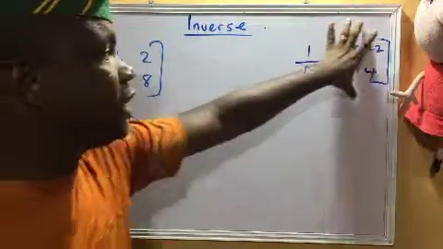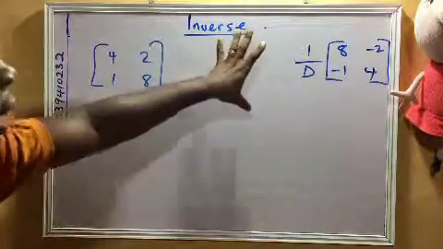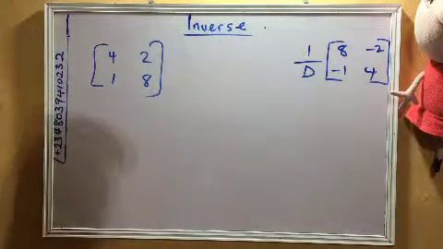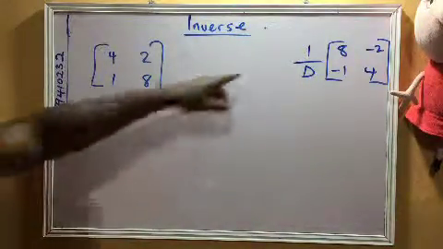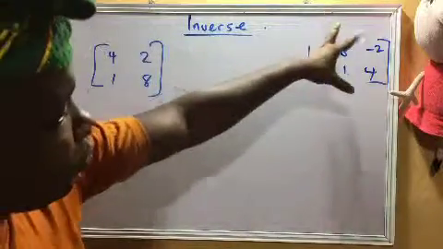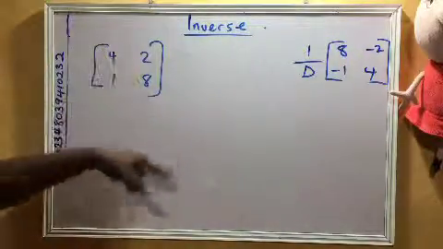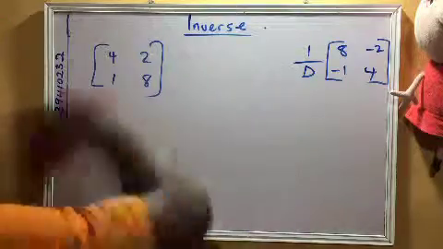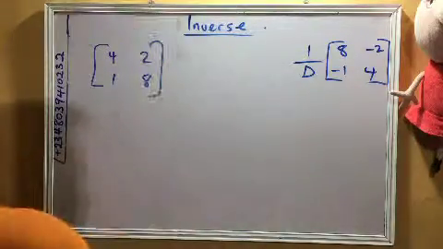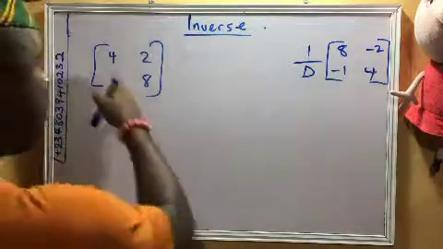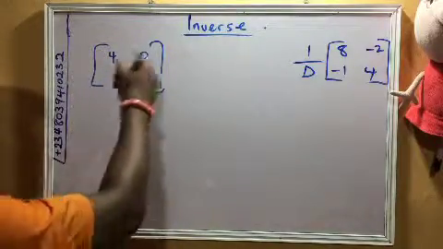Okay, so this is just a function. This is how you find the inverse of a matrix. So it is 1 over the determinant times swapping this position, you swap this and negate this. Okay, so that's it. I remember when we got the determinant, it is 32 minus 2, that's 30.